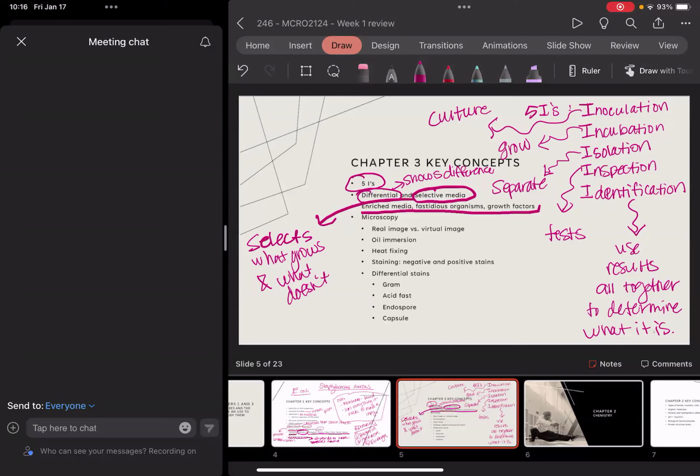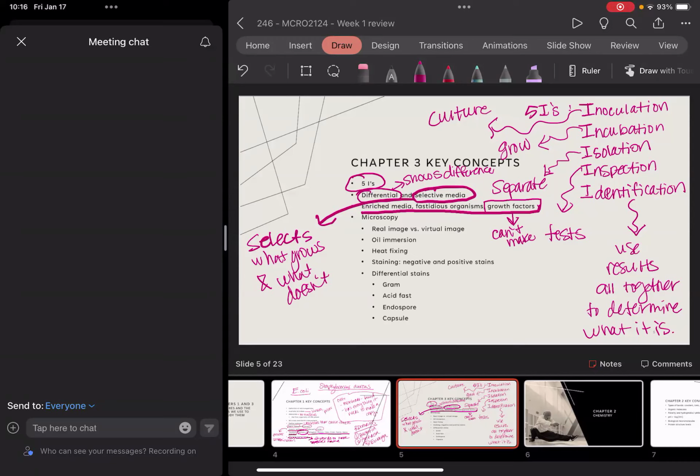Enriched media is media that has a growth factor added to it. A growth factor is something that that species cannot make for itself. It has to have it added to its diet. So things like vitamins, we can't make that for ourselves. We have to have it in our diet. So a growth factor is something that the organism needs in its diet that it can't make for itself. So it can't make it, we have to add it.